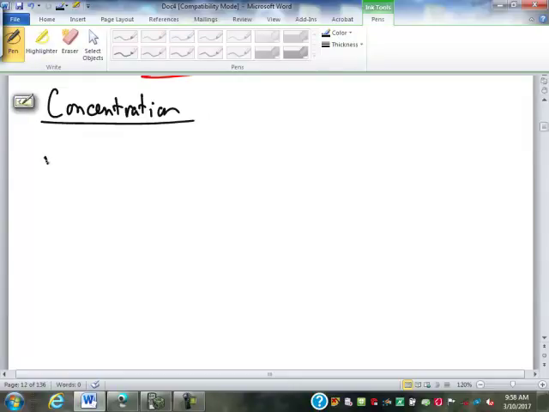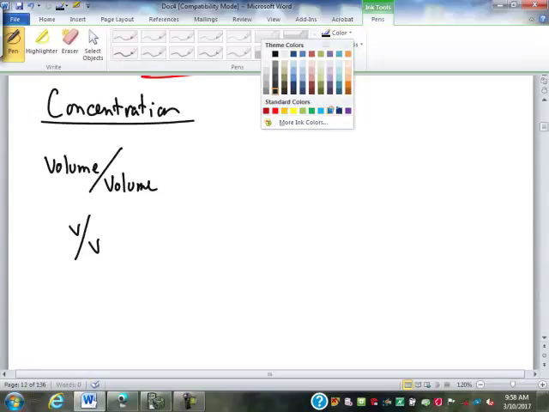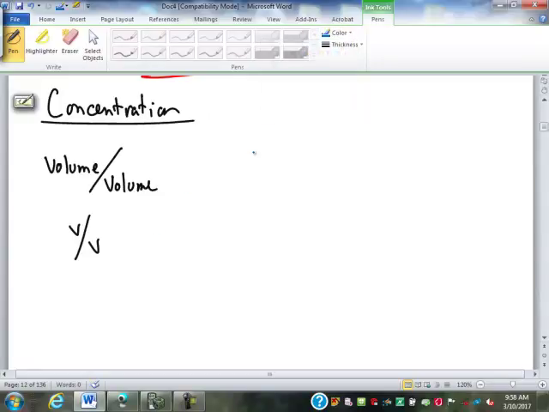The first is what's called a volume in volume concentration. The notation would be V in V. For this type of concentration, we are just looking at the volume of the serum or the concentrate over the total volume of the solution.